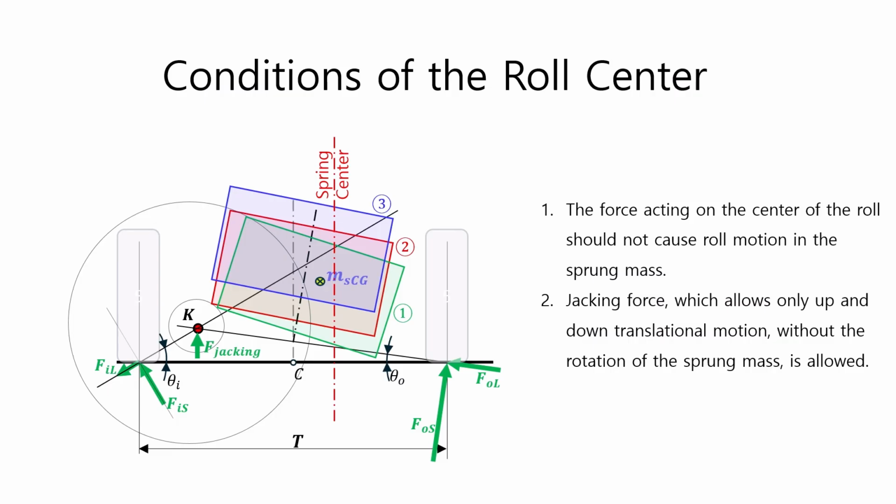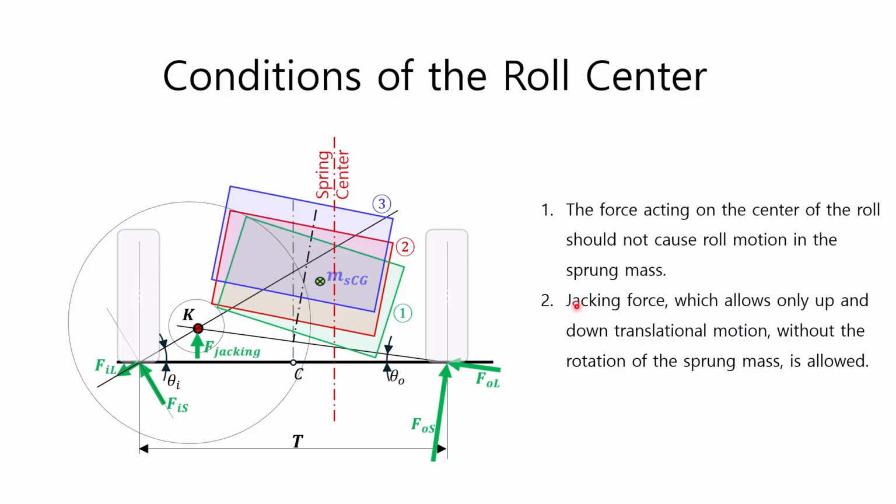Before exploring the location of the roll center for large lateral forces, we need to define the conditions for a roll center. The roll center is defined by an ideal vehicle spring model, which divides the lateral and vertical forces acting on the tire contact points of the left and right wheels into forces acting on the suspension links and forces acting on the springs. Therefore, first, the force acting on the roll center must not cause rolling motion in the sprung mass. This is expressed in the SAE definition as suspension roll must not occur.